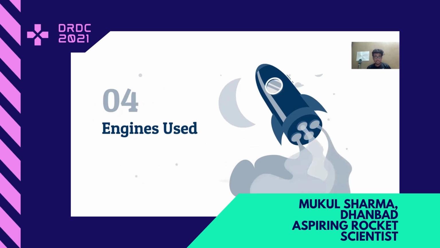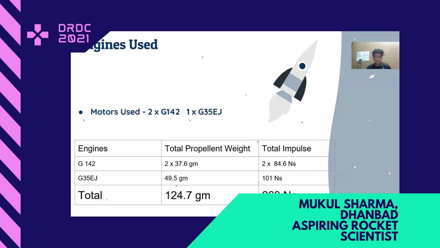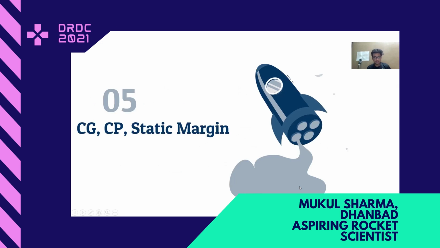Now let's talk about the engines used. There are three engines used. Two engines are G142 type, and one engine is G35EJ type. The total propellant weight is 124.7 gram, which is approximately 125 grams, which is well under the limitations given to us. The total impulse is 269 Newton seconds.